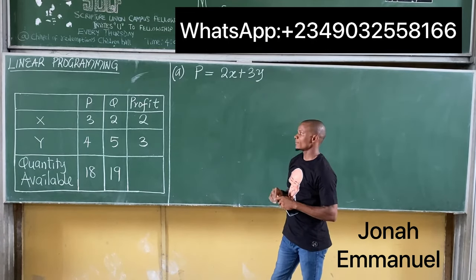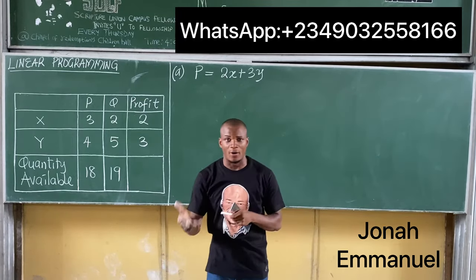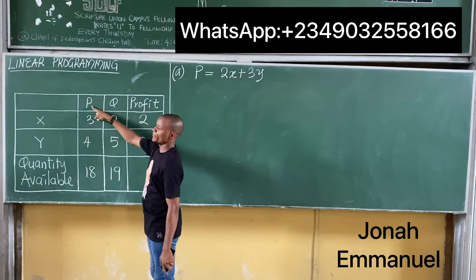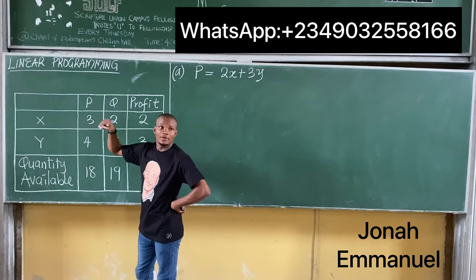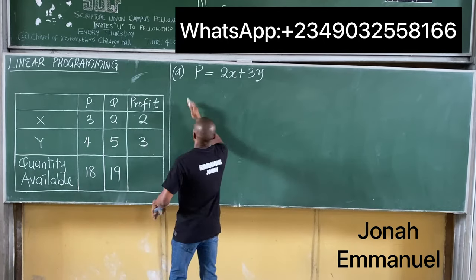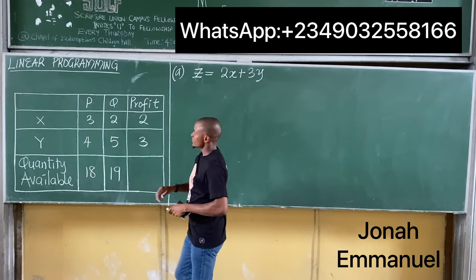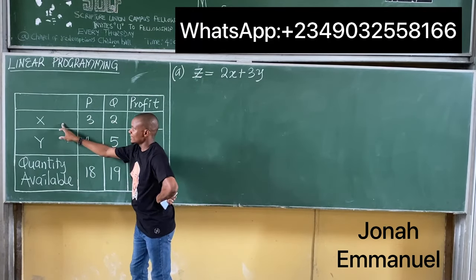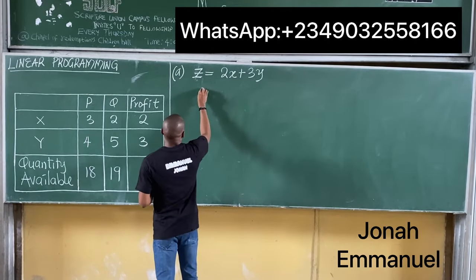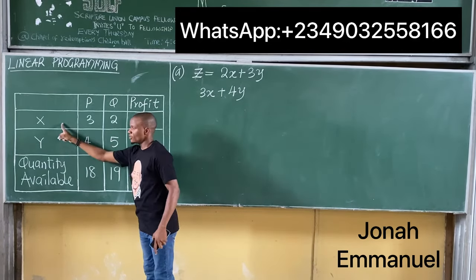That's your first task. Next up, get out your constraints. Your constraints will be in inequality form. Let's start with this one here. Please, this one is profit. Let's start with P. No, P here is profit. Okay, fine. Let's use C. Alright, for P, we have 3 of X and 4 of Y. So my first inequality becomes 3x plus 4y.